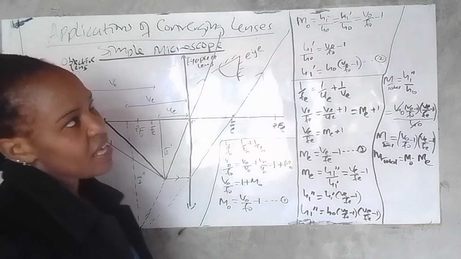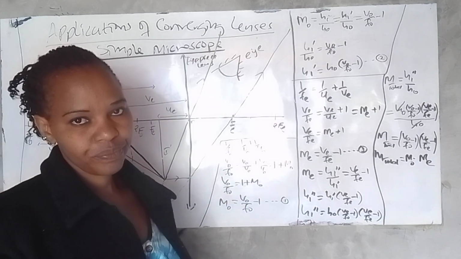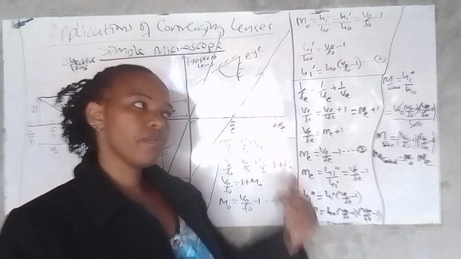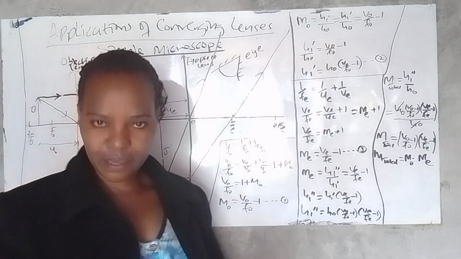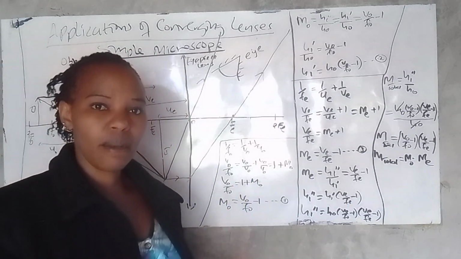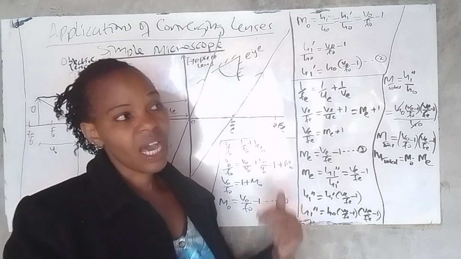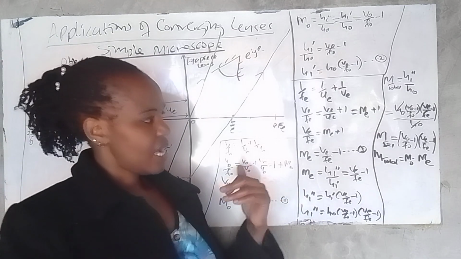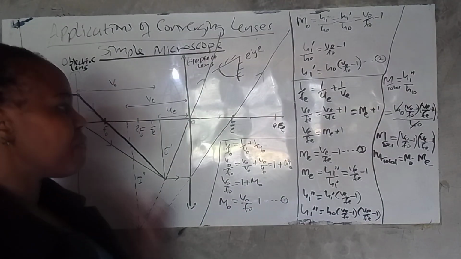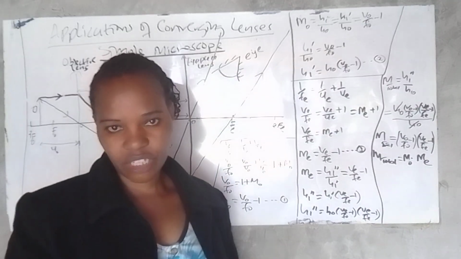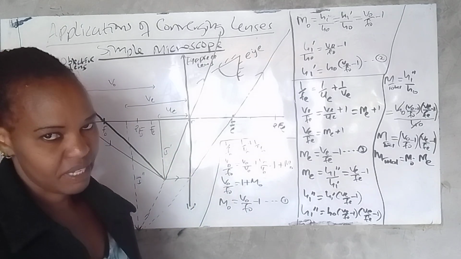What are we saying? That total magnification by a microscope is the product of magnification due to the objective lens and the magnification due to the eyepiece. Number 2, so what does that mean? If you choose an objective lens that has very large magnification, then you expect to get a very magnified image.